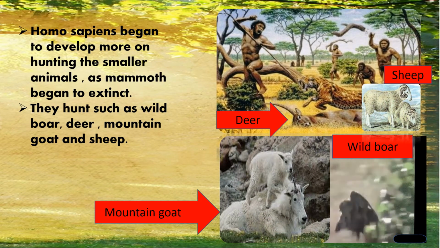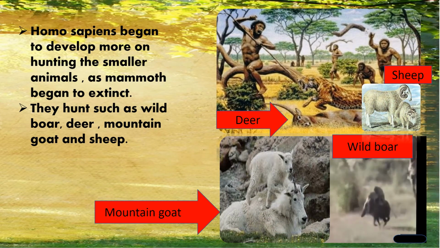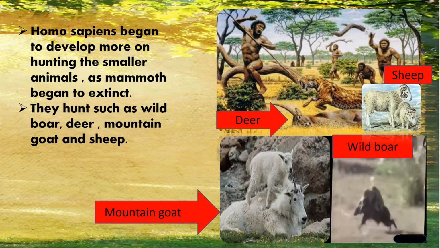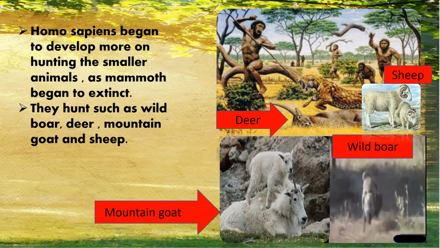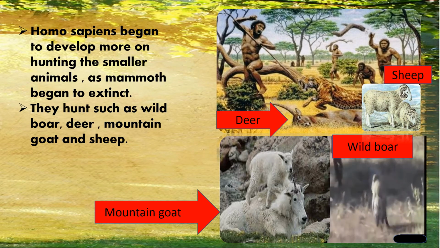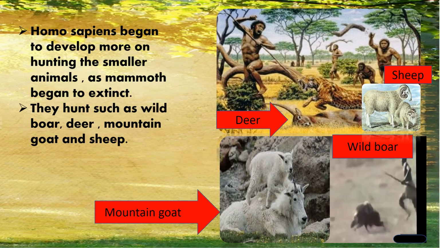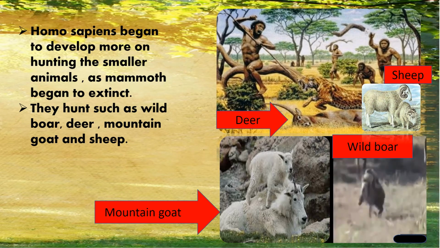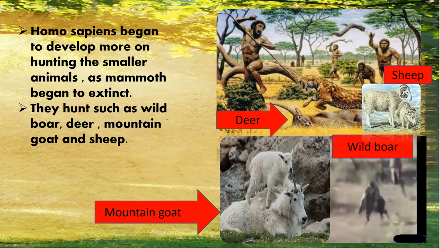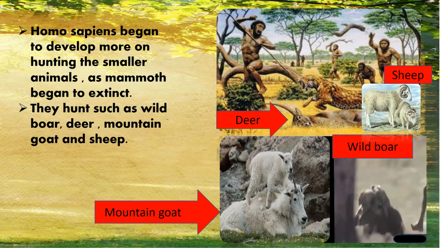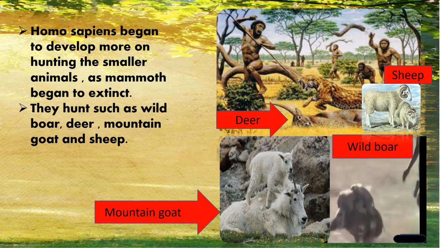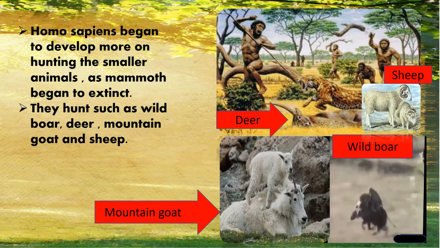Homo sapiens began to develop more on hunting the small animals as mammoth began to go extinct. So, after the extinction of mammoth, these species started hunting wild boar for their food. They hunt smaller animals such as deer, sheep, mountain goat, etc. for their eating purposes.